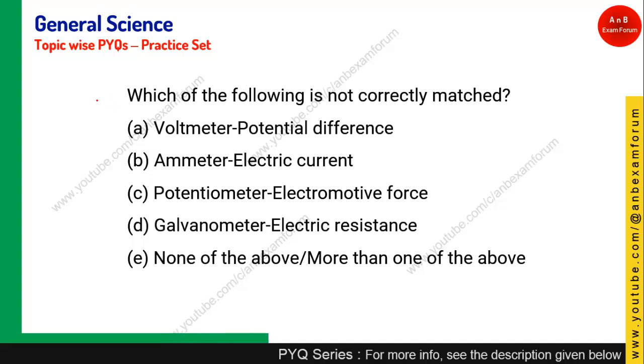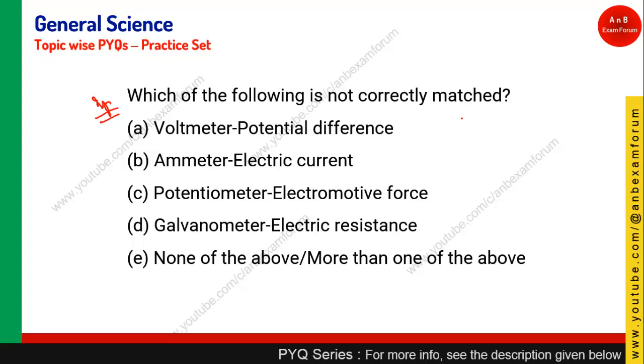It is very important because it is related to electricity, and electricity is one of the important topics in physics. Which one of the following is not correctly matched? Okay, voltmeter is going to measure the potential difference. Yes, it is going to measure potential difference or the voltage. Ammeter is going to measure electric current. It is also true. Potentiometer, it is going to measure electromotive force. Yes, it is again true. Whereas galvanometer, if you see, he is saying electric resistance. Okay, so you have to remember that it is false.